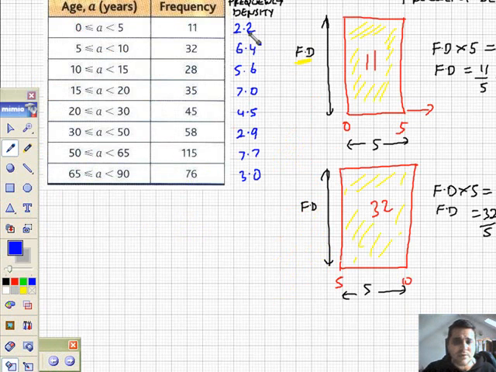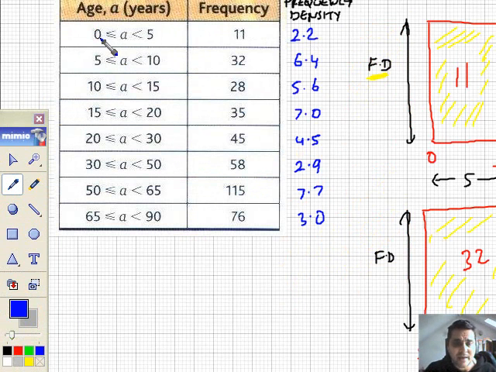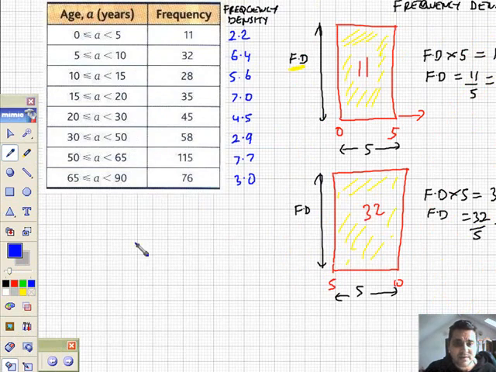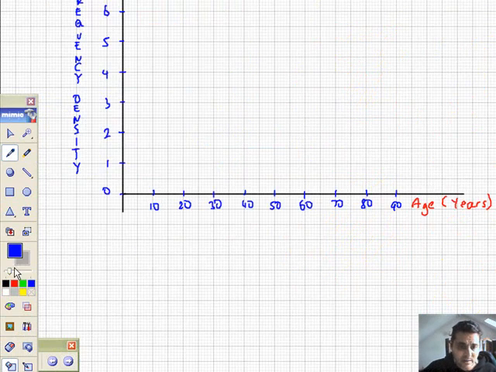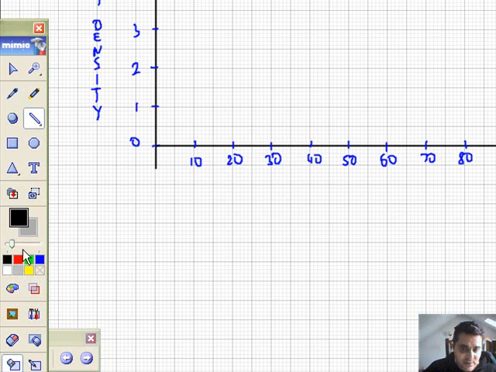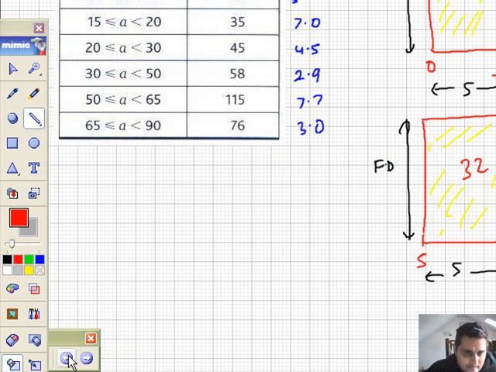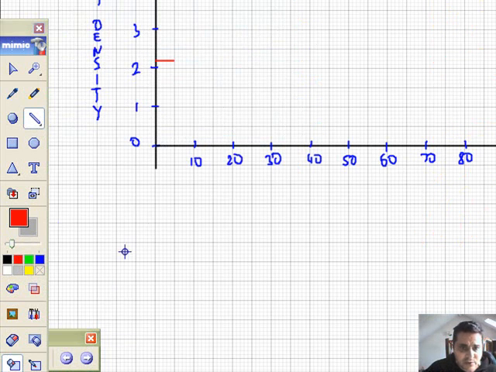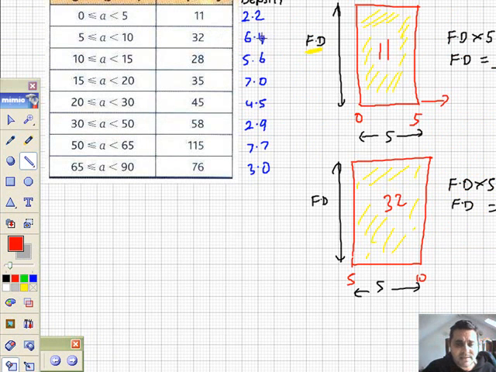The height is 2.2 for the first one, and the age range is obviously 0 to 5. So 2.2 up. Here we go. Let's see if I can do it with this facility here. Do it in red so it stands out nicely. So 2.2, 2 squares up, come across, and these are 0 to 5s, aren't they? Just check again. Yeah, 0 to 5s, 2.2 up, and then just drag it down like that. First successful bar.